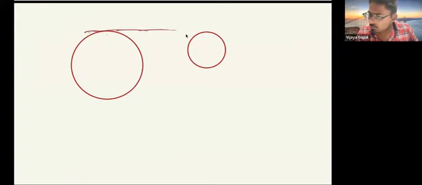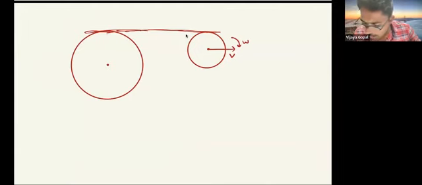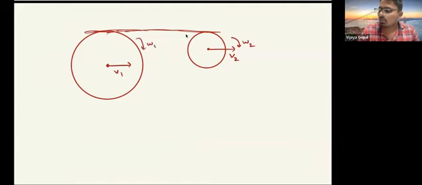No slipping means basically the velocity of this point and this point must be the same. So here let me take the velocity of this one to be V and omega. They're telling no slipping with the plank above them. So let me take this as V2, omega 2, and this as V1, omega 1.